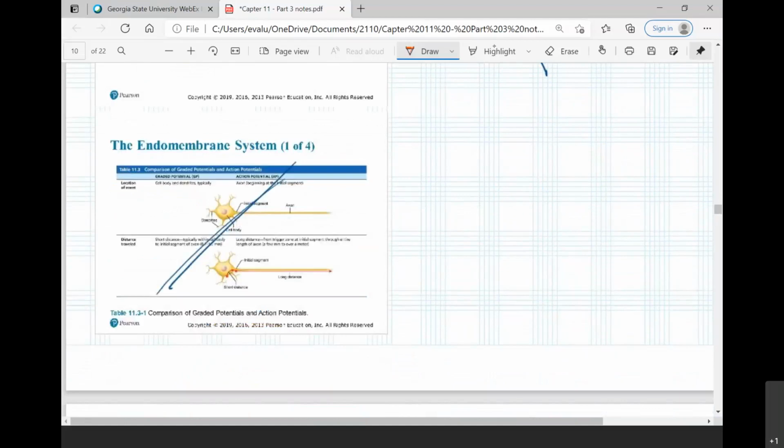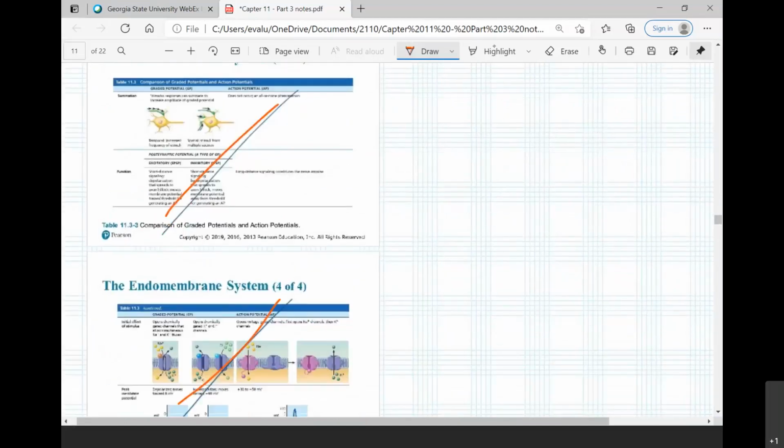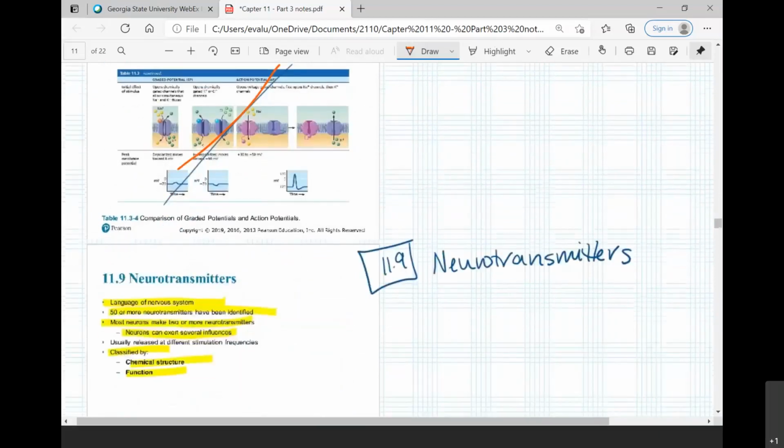Okay, we're not focusing on the endomembrane system for this chapter, so you can just ignore all of these slides. And then this last section of the chapter that we're going to talk about is going to be 11.9, neurotransmitters.